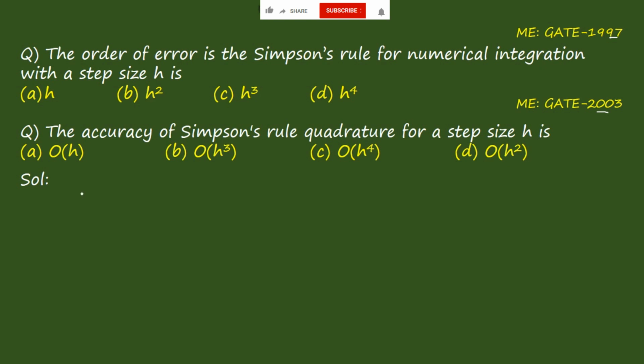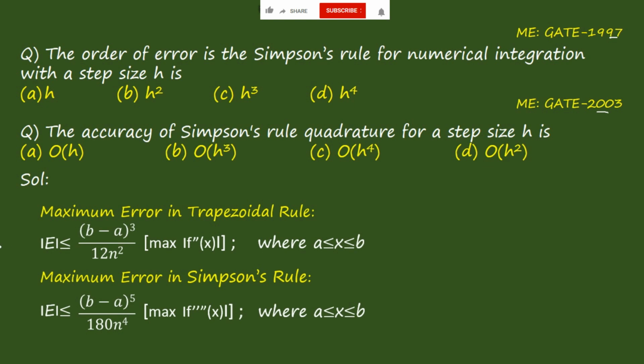Now we know the errors of Simpson rule and trapezoidal rule. The formulas are: for trapezoidal rule, error is less than or equal to (b minus a) whole cube by 12n square into the maximum of the modulus of the second derivative of f(x), where x is between a and b. And similarly for Simpson rule, the error formula is (b minus a) whole power 5 by 180 into n power 4 into the maximum value of the modulus of the fourth derivative of f(x), where x is between a and b.